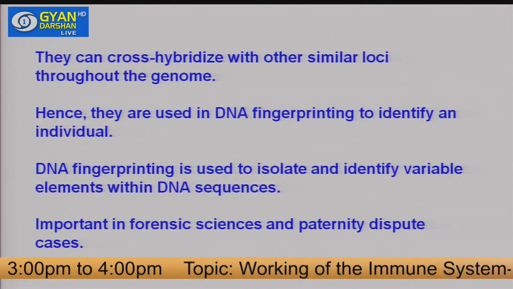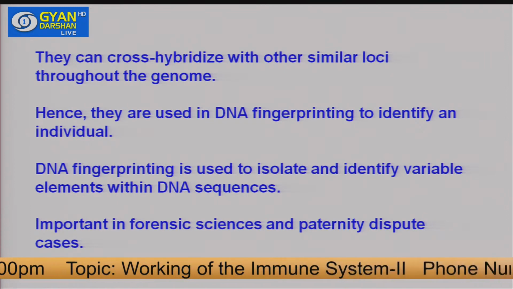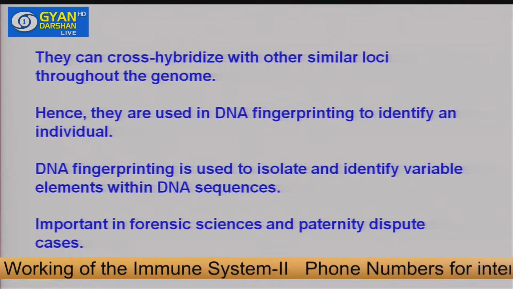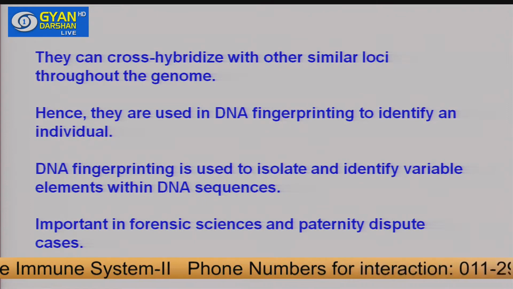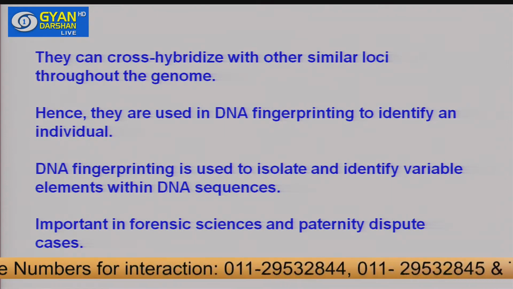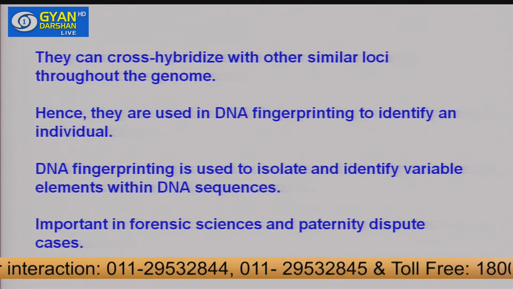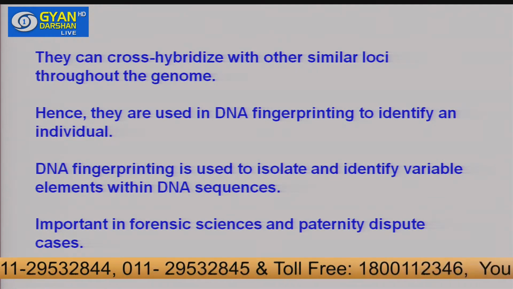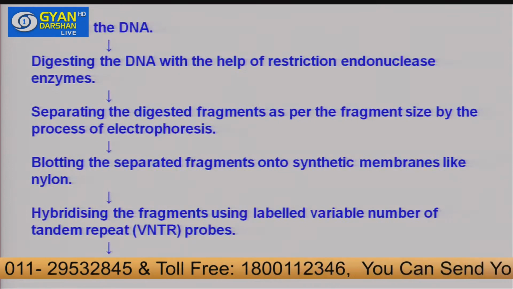Fingerprinting is nothing but a mode of identification. It is used to isolate and identify variable elements within DNA sequences, and this is routinely used in forensic science and in paternity dispute cases, especially in animal biotechnology. So what are the steps?